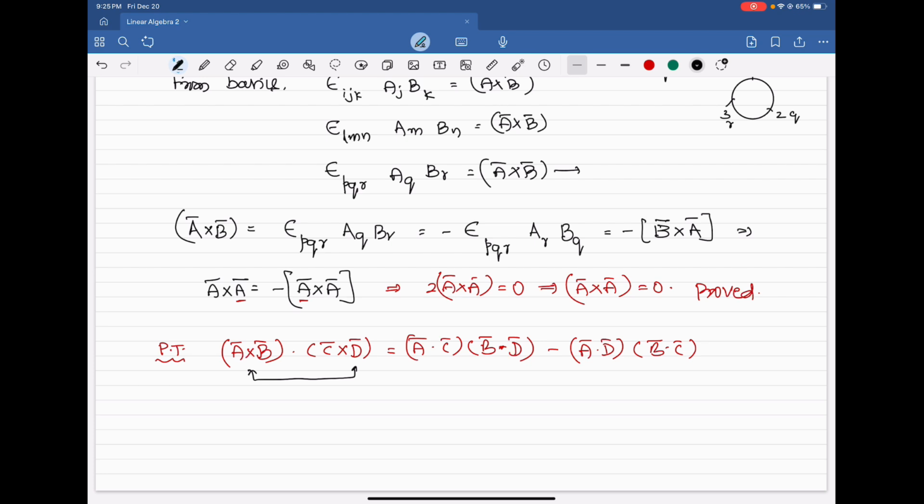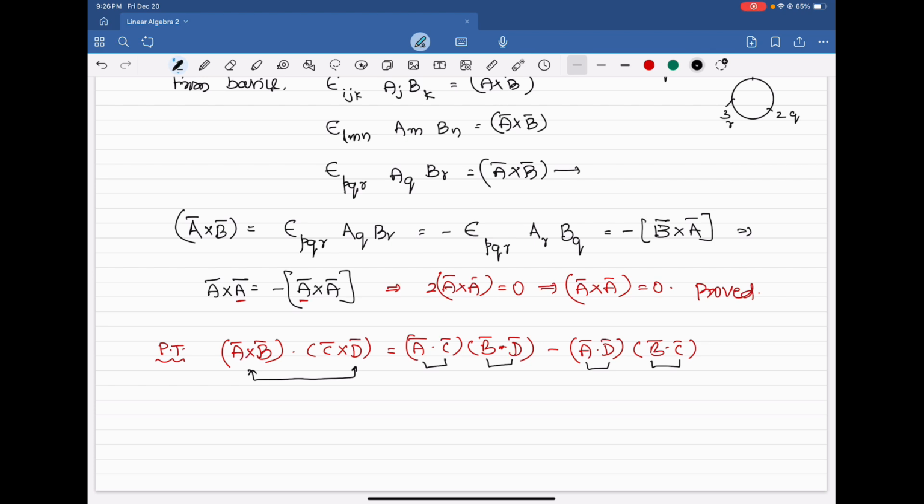That is, A dot C is a scalar, B dot D is a scalar, A dot D is a scalar, B dot C is a scalar. But how to put it in this particular sequence? Are we required to remember it? Are we required to learn it by heart? If you memorize a formula, you will get confused and you will forget it in the examination. Whereas, if you use the Levi-Civita symbol and Kronecker delta relationship, you will easily be able to prove the above theorem.